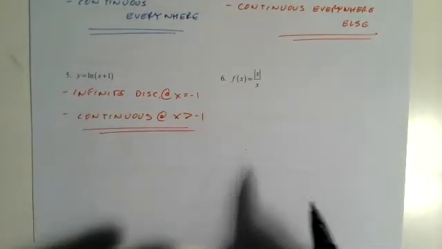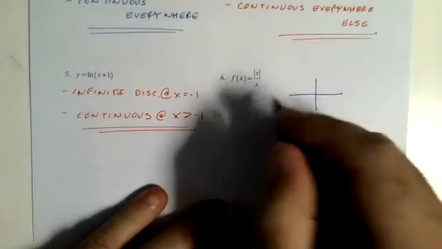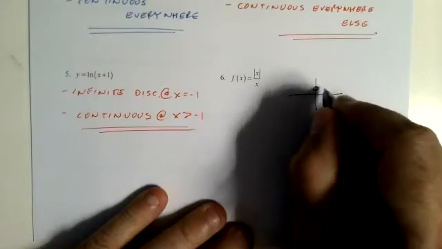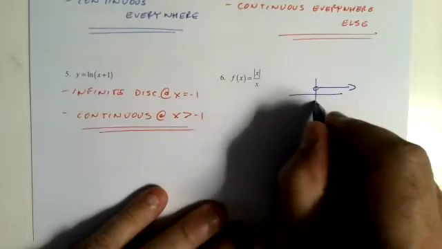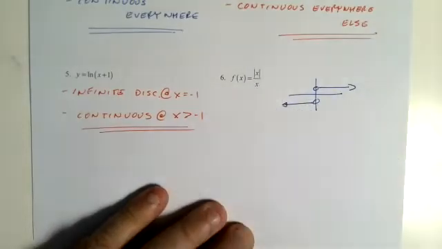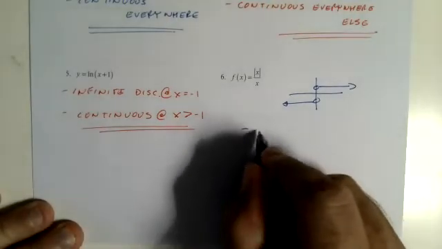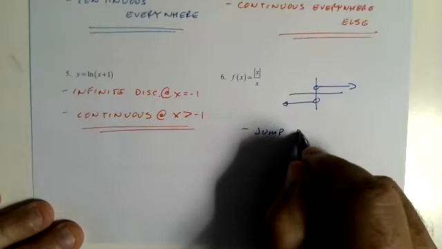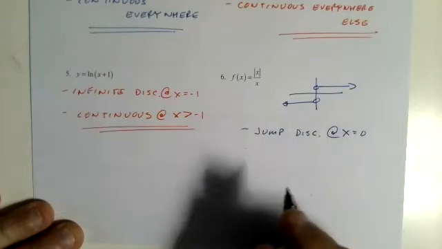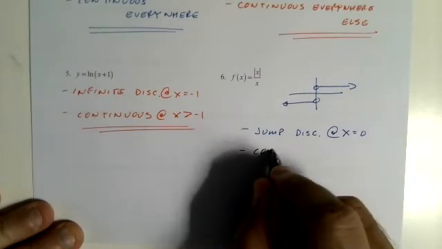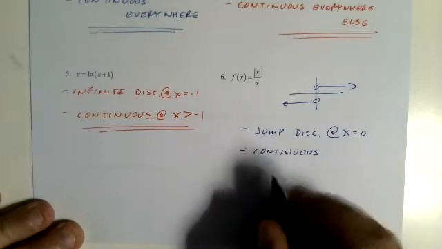And this one's pretty cool. You definitely got to graph this. Plug in 2 over 2, we get 1. Plug in 0 over 0, we get a hole. Plug in negative 1, we get 1 over negative 1. You definitely want to know that one. Pops up a lot. So we have jump discontinuity at x equals 0, and it is continuous everywhere else.